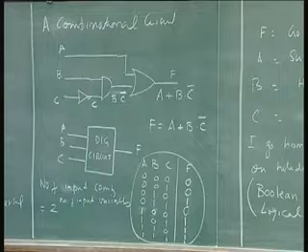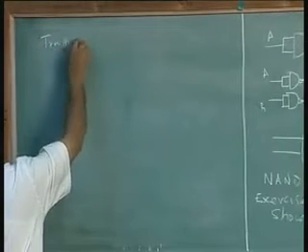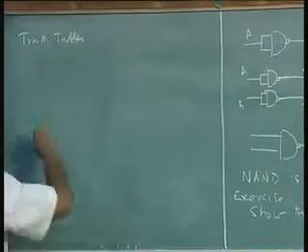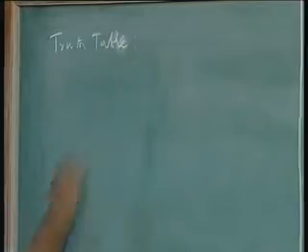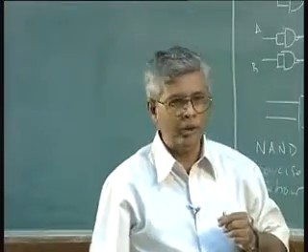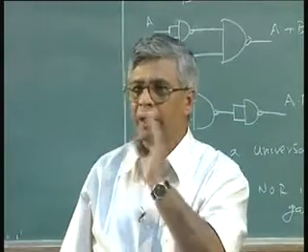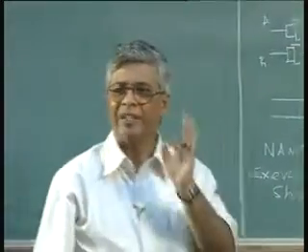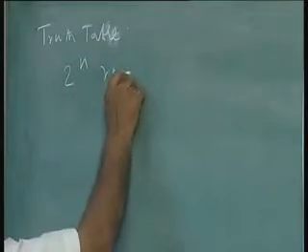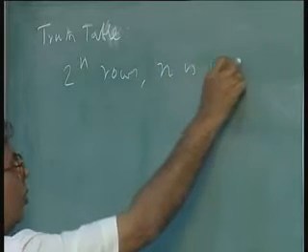The truth table, as I said, we already defined. It has all the input combinations and the corresponding outputs. I will not write the definitions here. The truth table will have all the possible input combinations and the corresponding outputs. The number of entries in the truth table, we know, is 2 power n, where n is the number of inputs. So the number of rows is 2 power n.